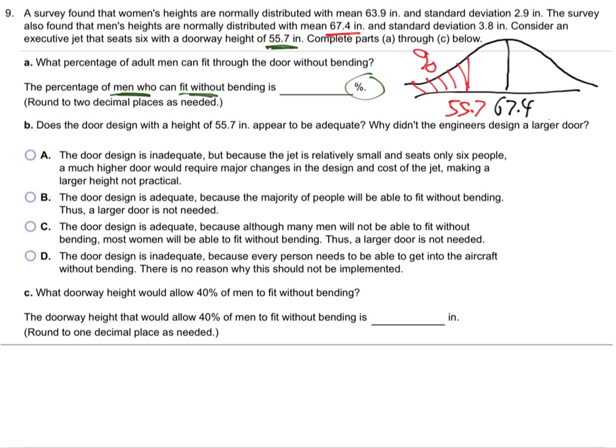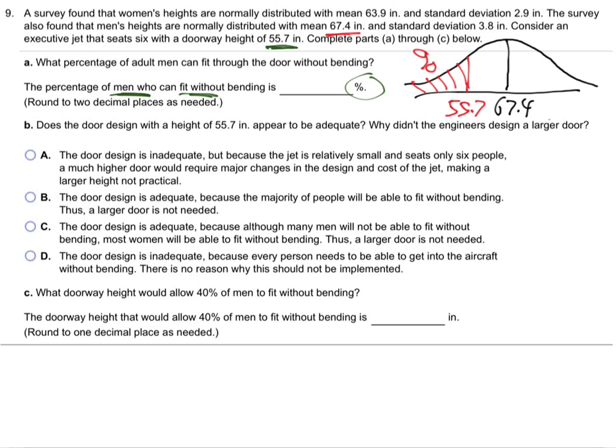They want me to find the percent to the left of 55.7. Well, how do I know it's to the left? It's always to the left when it comes to the function. They might ask me for the right, but don't confuse two things. They could ask you to find to the right, but the function will only give you left. So how do I know they're actually asking me to the left on this one?